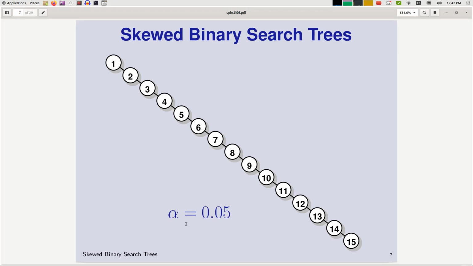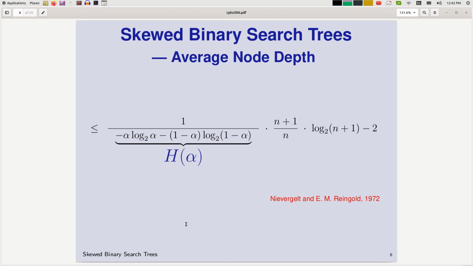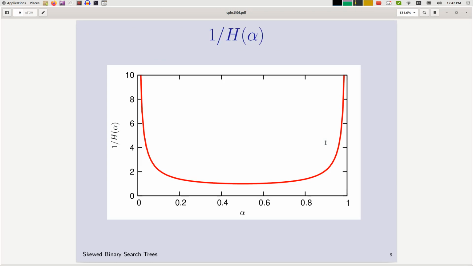You might wonder what's the point of it, because obviously a balanced binary search tree is the best, right? But don't go too fast. Interestingly, even in 1972, there was work done on skewed binary search trees. Basically, it is known how to calculate the average depth of a node. As a corollary, we can also get how many comparisons we need to find an element in a skewed binary search tree if I search for a random element. The formula is relatively complicated, but you can summarize this chunk of the formula as h of alpha, because it only depends on alpha. This is a function h of alpha times this value, which is fixed for a fixed value of n. And if you plot this, you get a picture that looks like this.